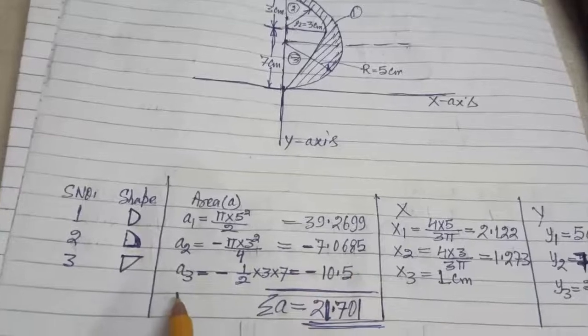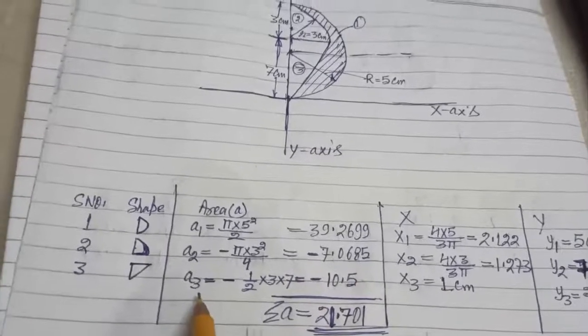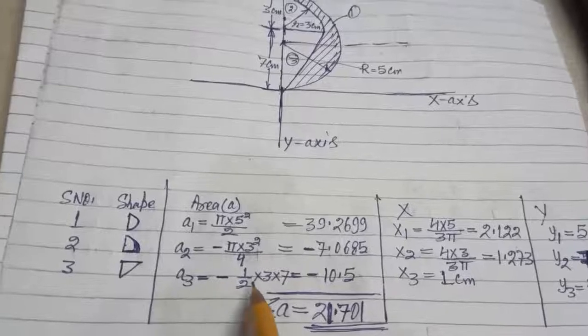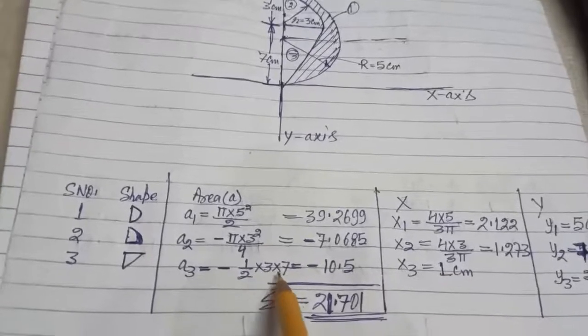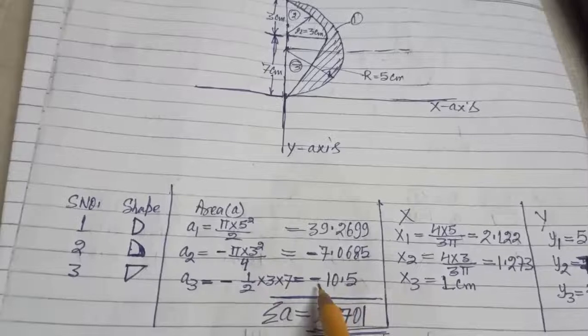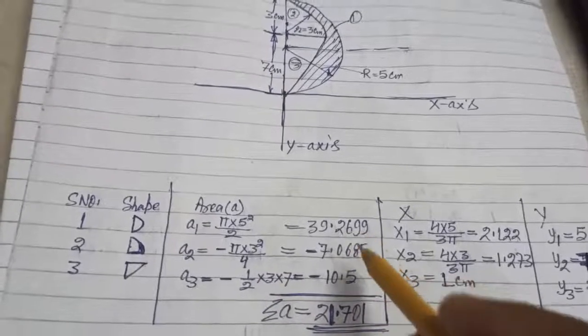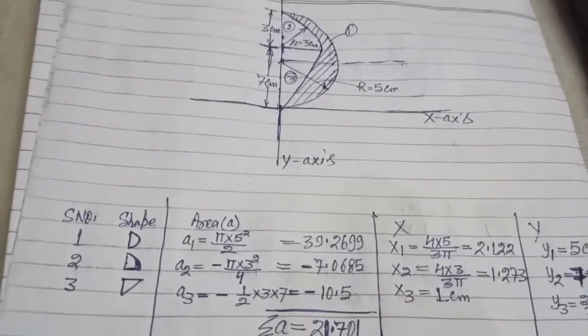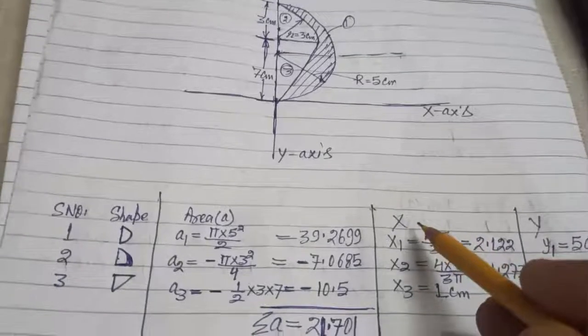Now A3 is the area of the triangle, which is also deducted. So it is with minus sign. Half into base 3 into height 7. So this is equal to minus 10.5. So the summation of this is equal to 21.701.